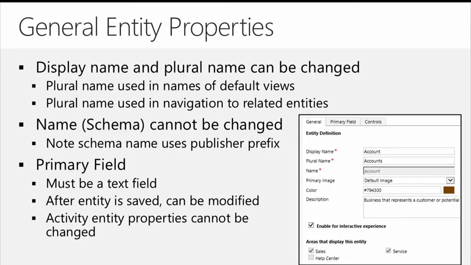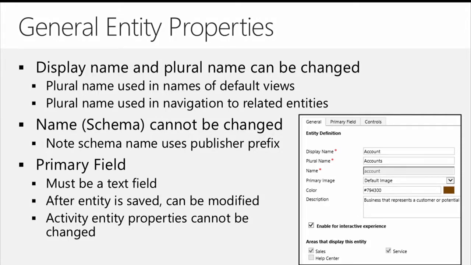Then you have additional things like, what color do you want to use for the entity? Do you want to have an image associated with it? For example, since this is accounts, would I like the ability to go in and see a company logo associated with each account? Or if this was a contact, would I want the ability to see their picture associated with it? That's what you see from a primary image perspective.